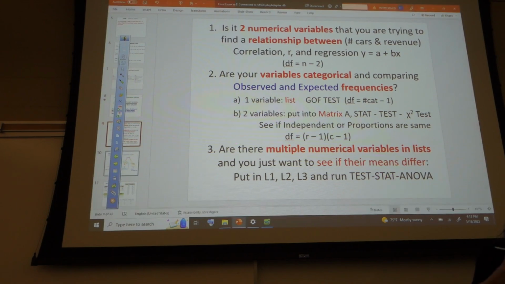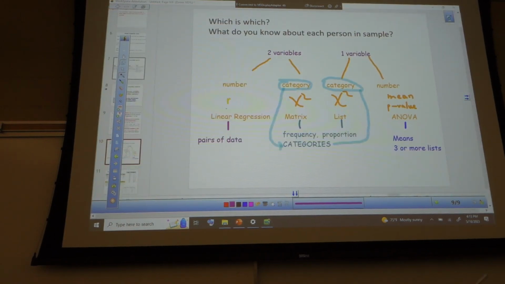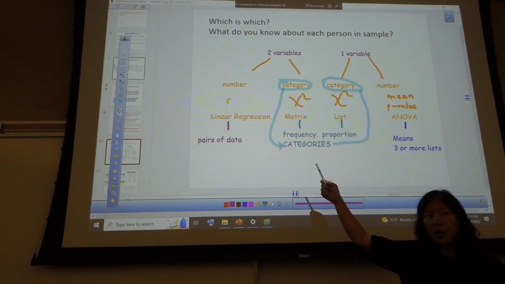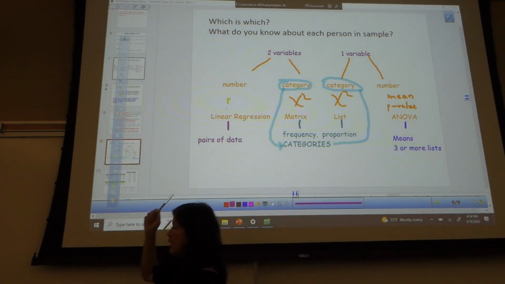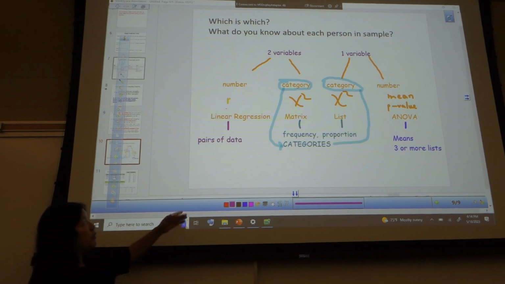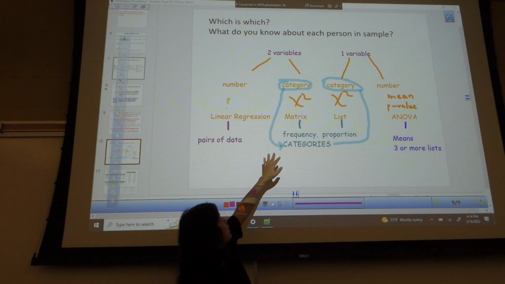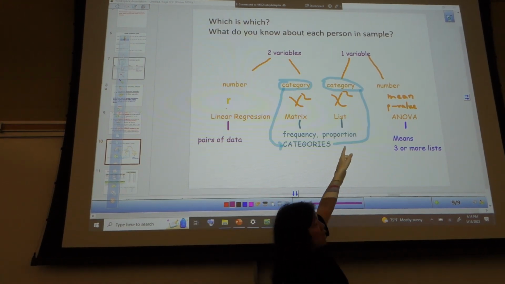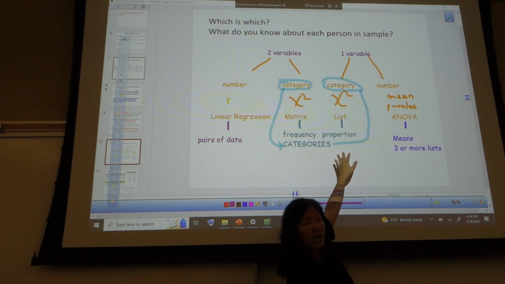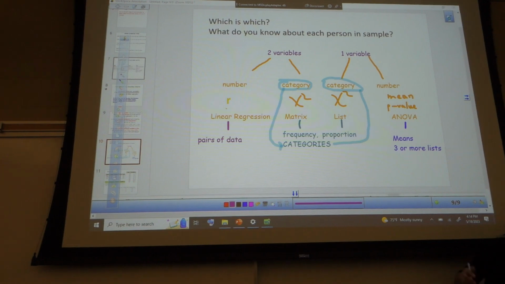Another way to look at it, which some students in my previous classes really thought was useful, is think about whether you know one variable about each person or two variables. If it's two variables and they're numbers, then that's a linear regression. If they're two variables and they're categories, again, they might say things like frequency or proportion, have percentages in there. That's going to be the chi-squared matrix. If it's just one variable and it's a category, that's the chi-squared list, the goodness of fit test. And if it's a number, then that's ANOVA. But again, you'll know what group they're in as well.